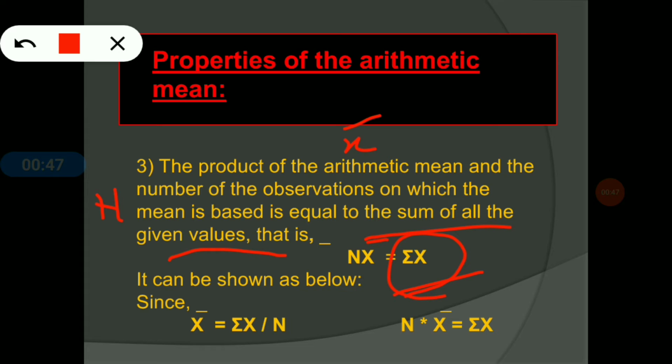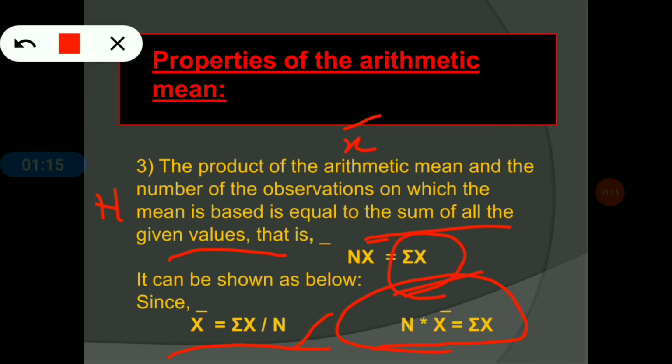So, we have already known the formula of the arithmetic mean. So, x bar is equal to summation x divided by n. So, that means n x bar is equal to summation x. So, this property is of great importance. If we know the mean and the number of observations, that is n, we can find the sum of all the items by using this formula.